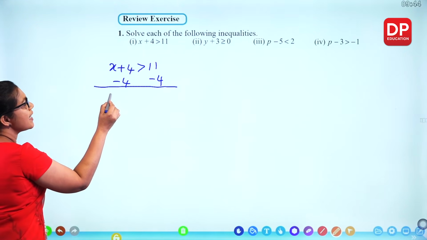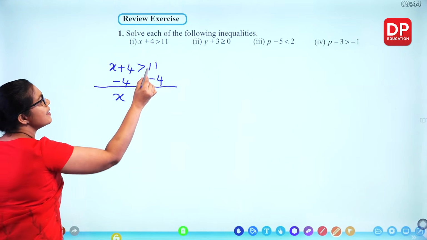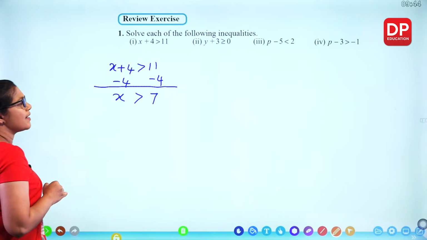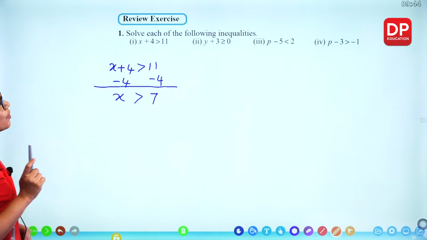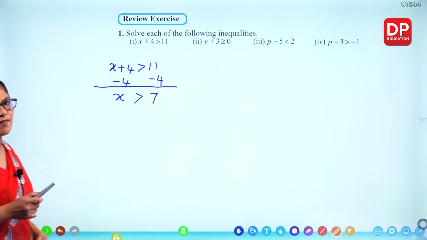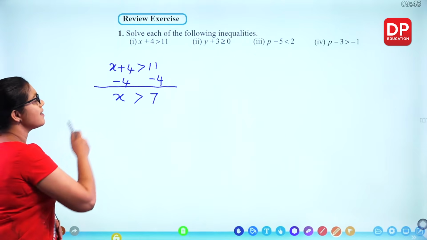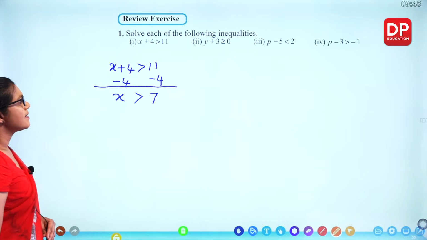Minus 4 and 4 get cancelled out. X is greater than 11 minus 4, which is 7. They are asking just to solve, so you don't need to draw the number line. So this answer is x greater than 7.